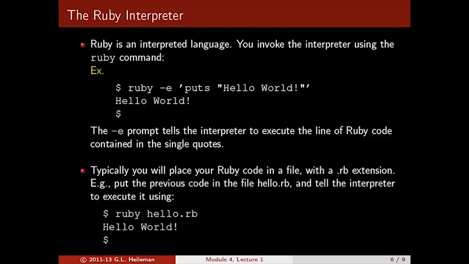Now typically you'll take that code and you'll actually put it in a file, and the typical thing to use is the .rb extension. So if I take that code that puts hello world, remove the single quotes, and stick it in the file hello.rb and then type ruby hello.rb, it'll execute that same line of code. So here I'm executing it by calling a file that contains Ruby code.